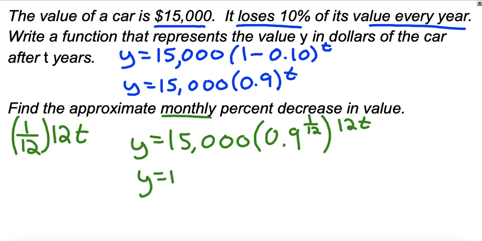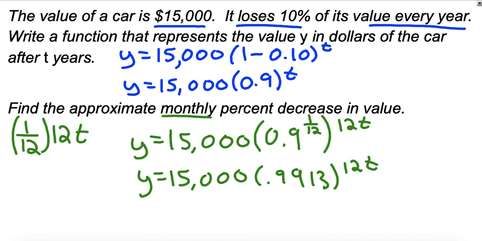So now we've got our monthly with the 12t, and all that's left is to calculate this 0.9 to the 1/12. So we've still got our 15,000. 0.9 to the 1/12 is approximately 0.9913 to the 12t.